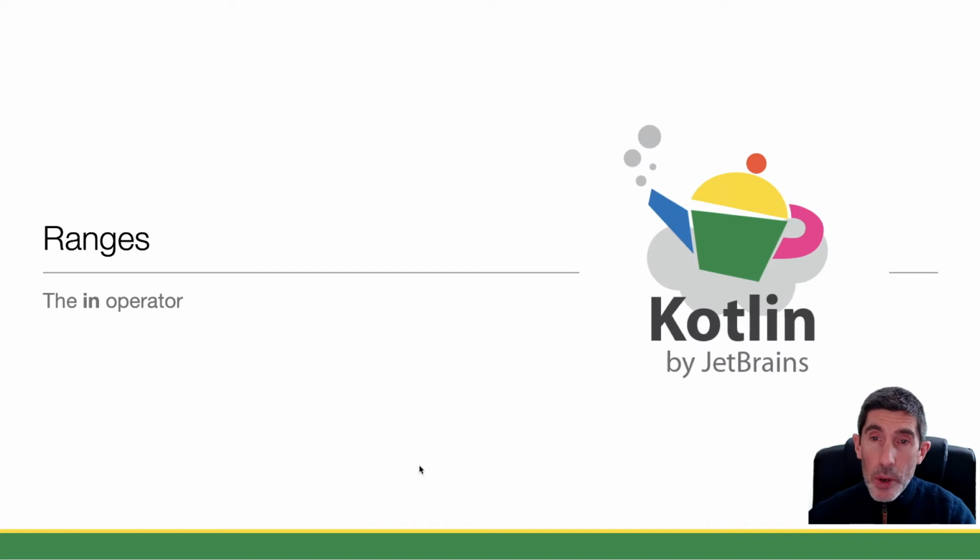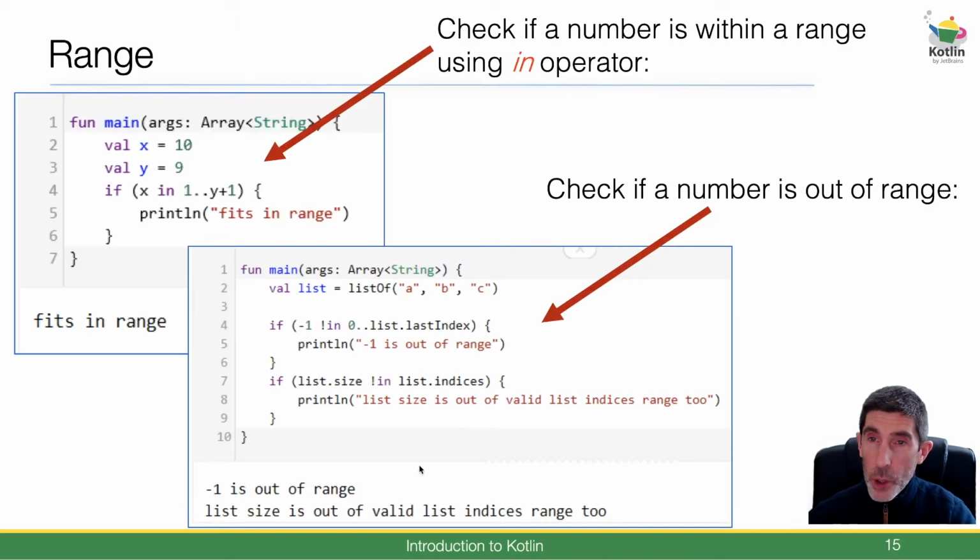Now to talk a little bit about ranges. Again, you may use this in very specific circumstances, but it's worth knowing how to use ranges and apply them to different sets of data. So we'll look at the in operator for a little bit. We have a couple of examples here. We have a function main up the top. We're saying val x is assigned 10, val y is assigned 9, and then a simple if statement.